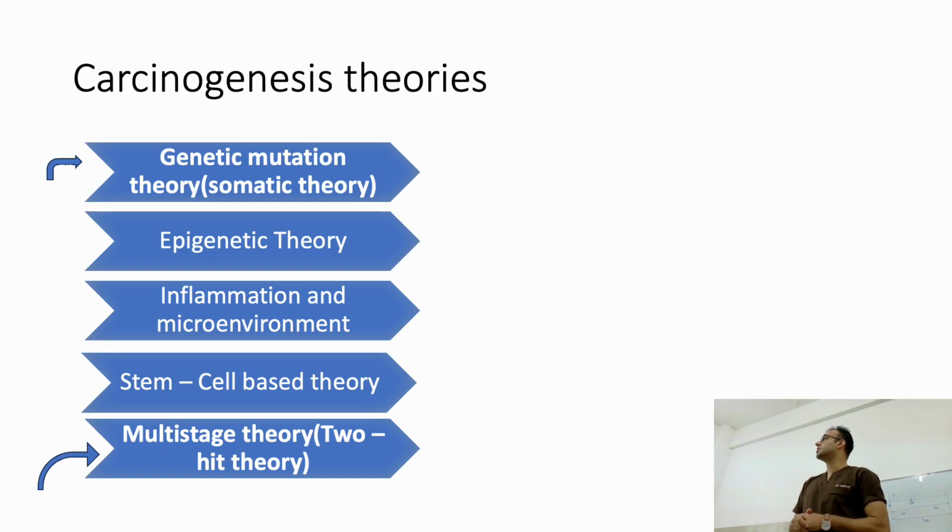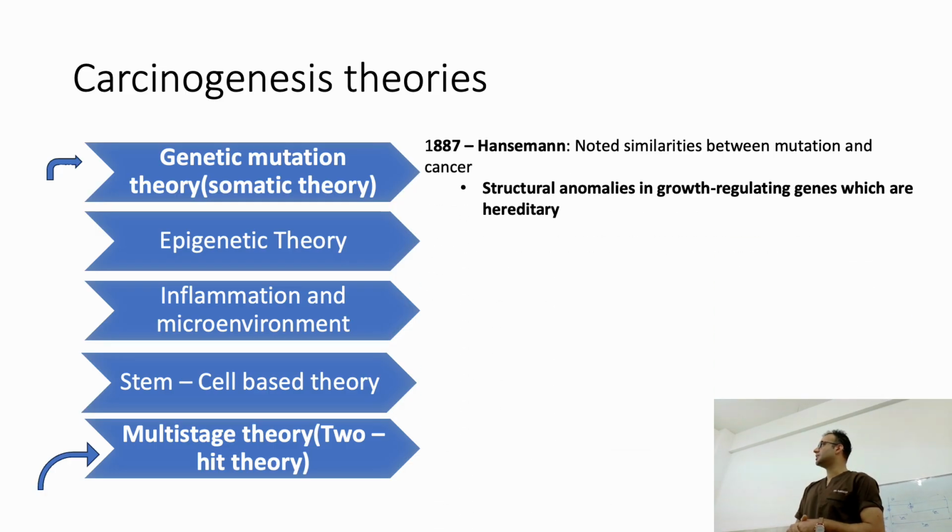So after some of these historical snippets, I'd like to talk about the carcinogenesis theories that have been put forward. The first one is the genetic somatic mutation theory, then the epigenetic theory, the inflammation and microenvironment theory, the stem cell based theory, and the multi-stage theory. Starting with the genetic theory, I'll discuss this in detail.